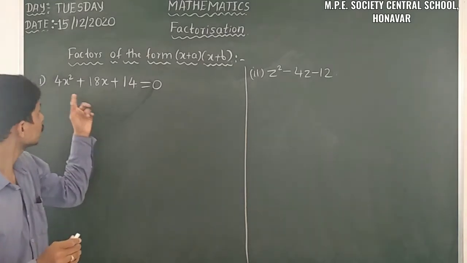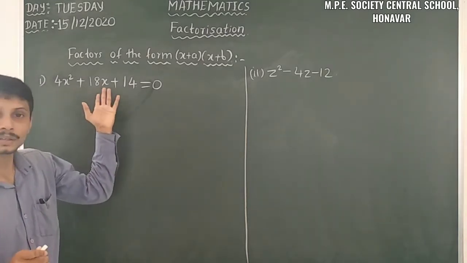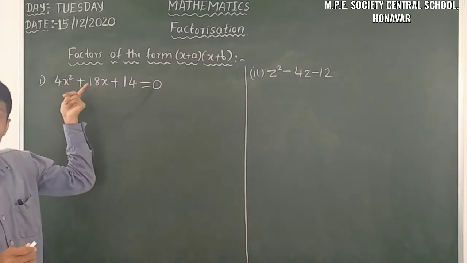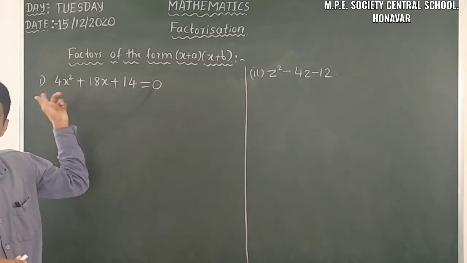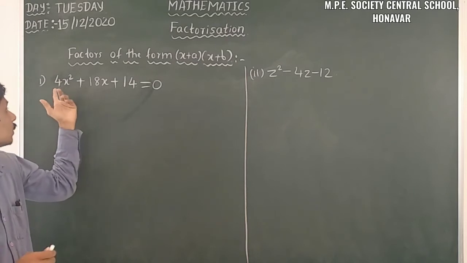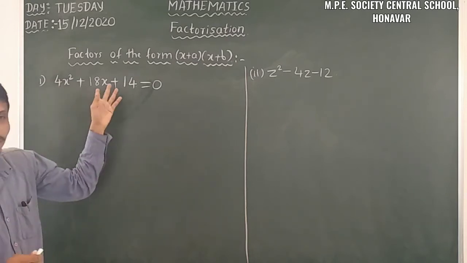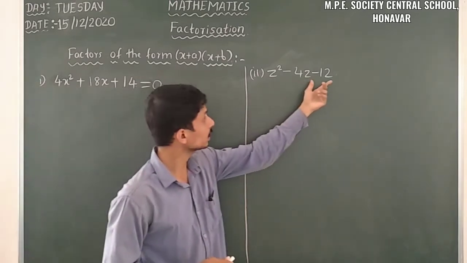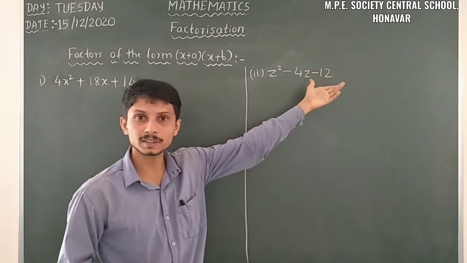Here just observe, it's not a square plus 2ab plus b square. Because here it can be written as a square, here it is in the form of a square, we can write 2x whole square. But we can write 2ab, but here it is not a perfect square. And here also, it is not a perfect square.